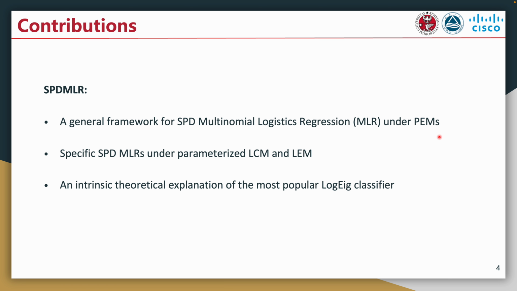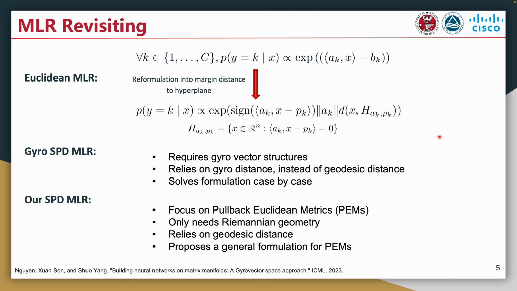We have three contributions. Firstly, we give a general framework, or expression, for SPD MLR under PMs. PM means the metric pullback from a Euclidean space. We specifically showcase our framework under the LCM and LEM, two popular Riemannian metrics on the SPD. We also give an intrinsic explanation for a very popular tangent classifier, which is the Log-E classifier.